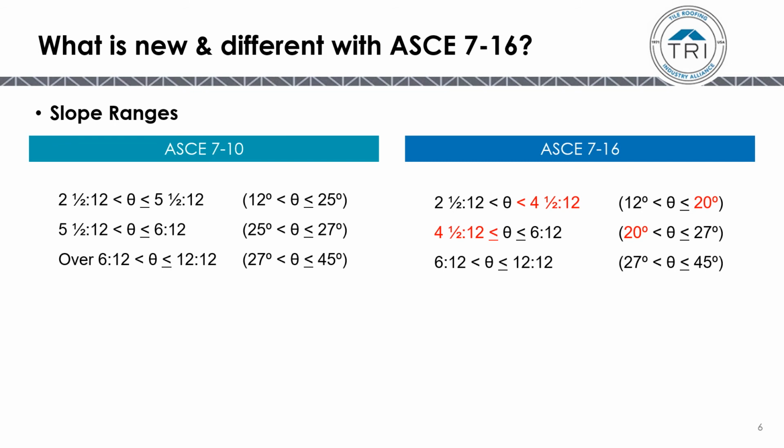The slope ranges have also changed. They used to break at 5.5:12 and 6:12, but now they've changed to change over at 4.5:12 and 6:12.